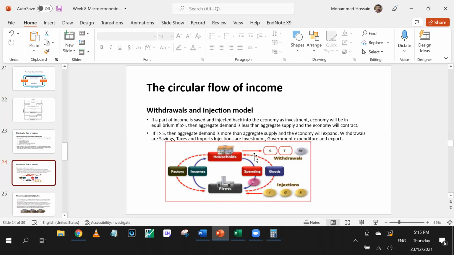So we call it STM. STM means savings, tax, and import. Injection means investment, government expenditure, and export coming in. So S plus T plus M should be equal to I plus G plus X. That's what they mean. Okay.